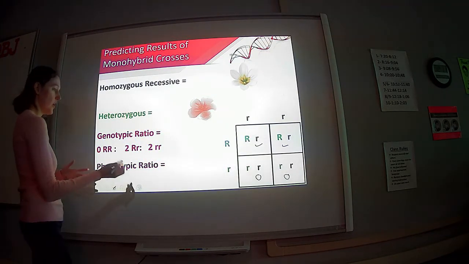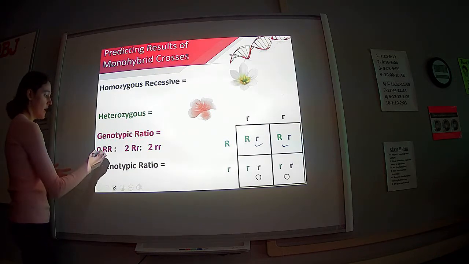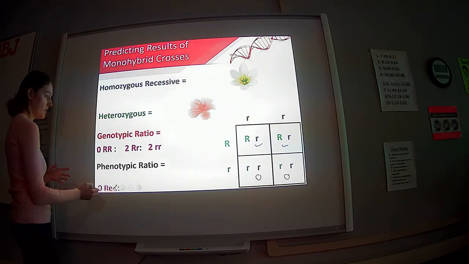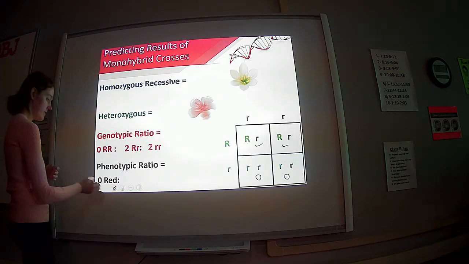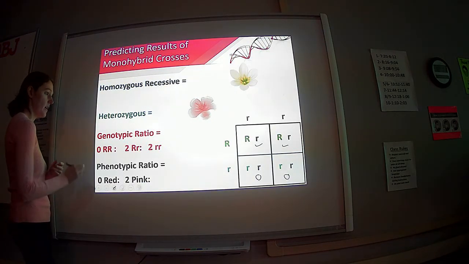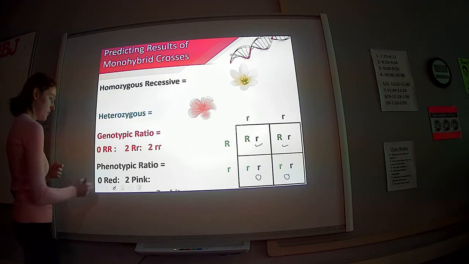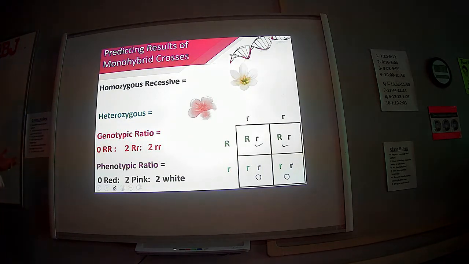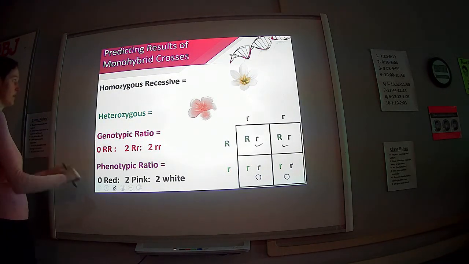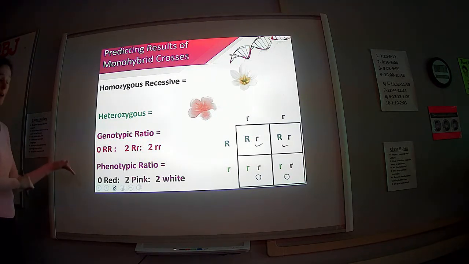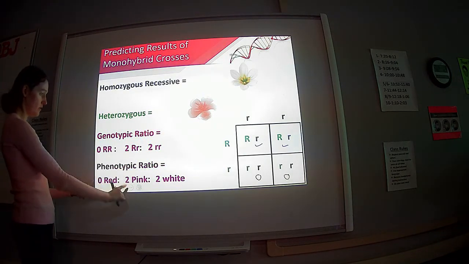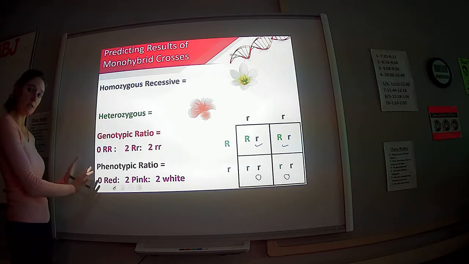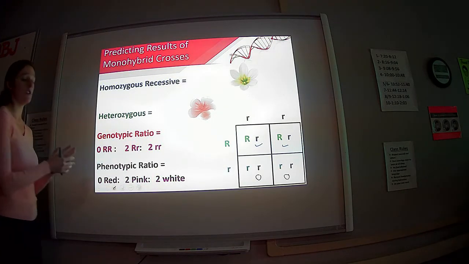So, in order to have a red flower, we have to have 2 capital R's, which we don't have, so there aren't any red flowers. Pink flowers are heterozygous, so we're going to have 2 pink flowers, and white flowers are going to be homozygous recessive. We have 2 of those. When you do these ratios, they should match. So your genotypic and phenotypic ratio, if you notice, it's 0, 2, and 2. When you have incomplete dominance, that's a very easy way to check yourself.